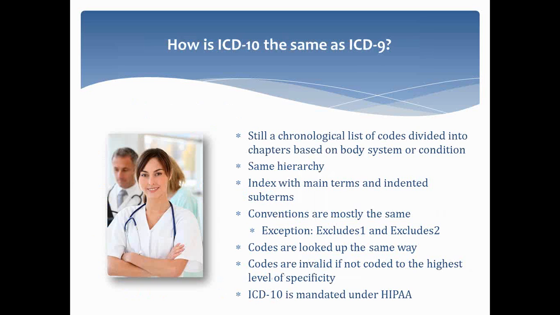So those are some differences. How is ICD-10 the same as ICD-9? Well, for the coders on the call, a shout out to you, because I'm a certified coder as well. There are a lot of similarities. It's still a chronological list of codes that are divided into chapters that are based on body system or condition. So the first chapter is still infectious diseases, the second one is still neoplasms, and it goes on. It has the same basic hierarchy. So the appearance, if you've already done coding, it's going to be very similar.